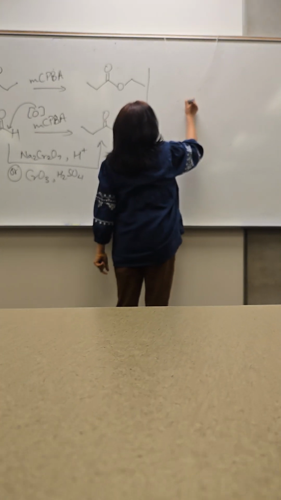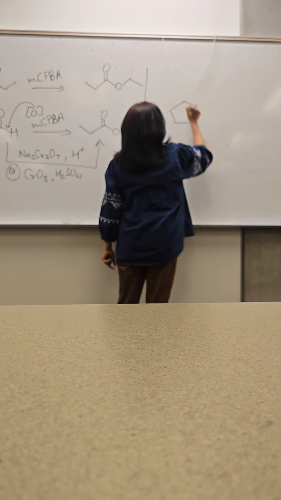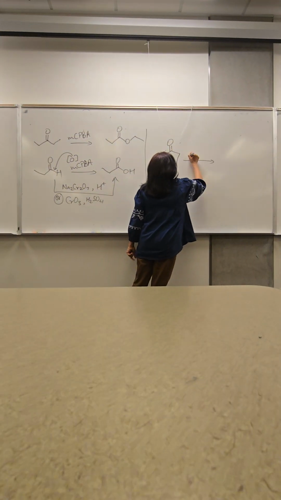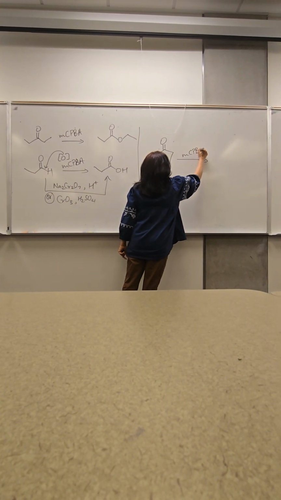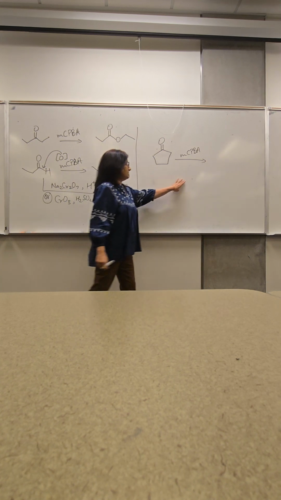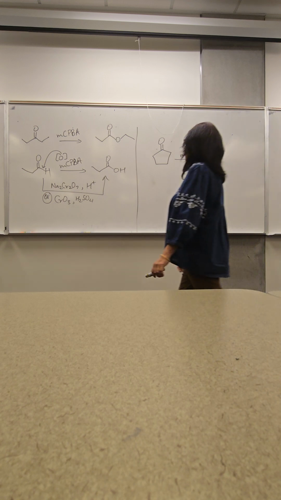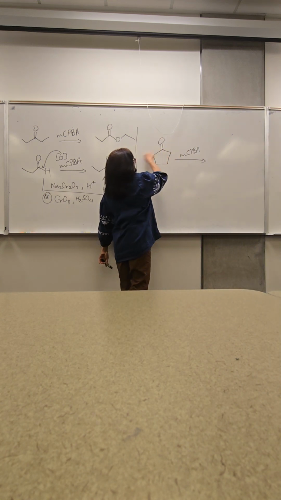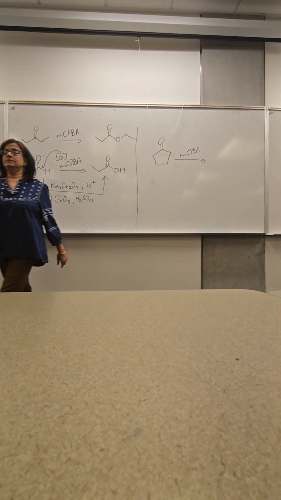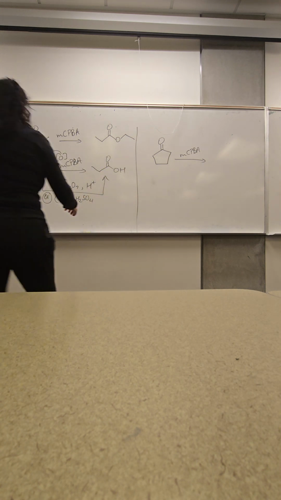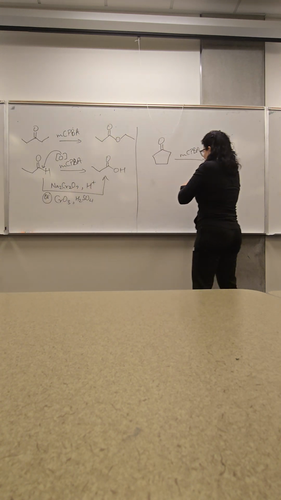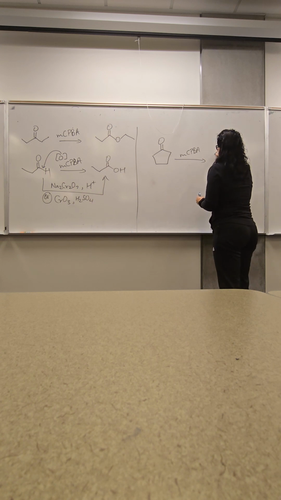Can you tell me what would be the product if cyclopentanone is reacted with MCPBA? Well, there should be an O in that corner. Want to draw it? It's sometimes easier to draw than to explain. I'm not sure. That's fine, we'll figure it out.